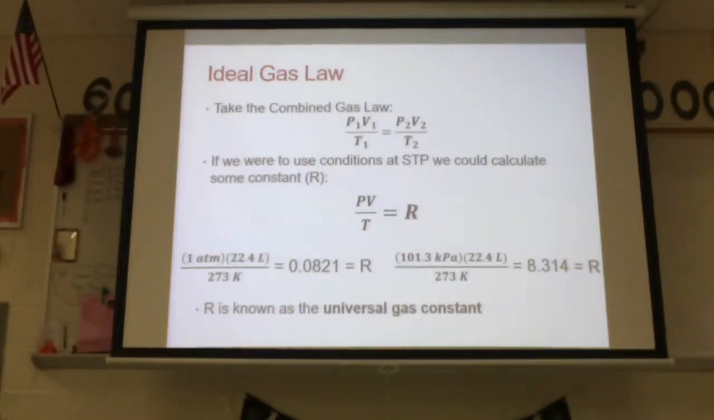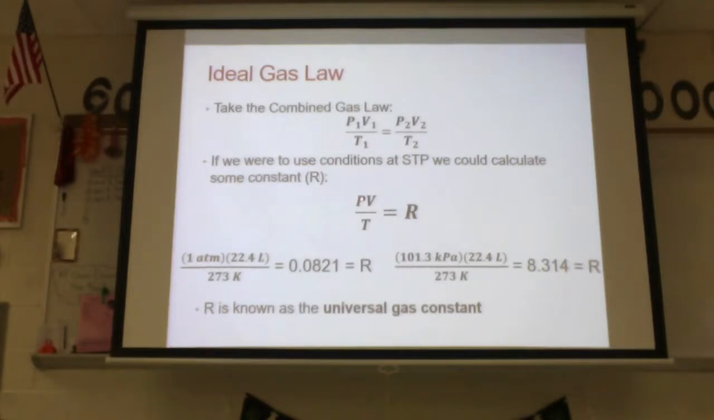So I'm going to show you exactly how they figured out the ideal gas law. You are only going to have to know the final version of it, but I want to show you how we got there. If we use conditions of STP and 1 mole of gas, we could calculate some constant R as being PV over T from the combined gas law.